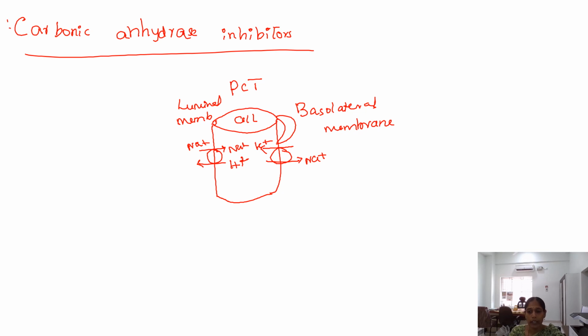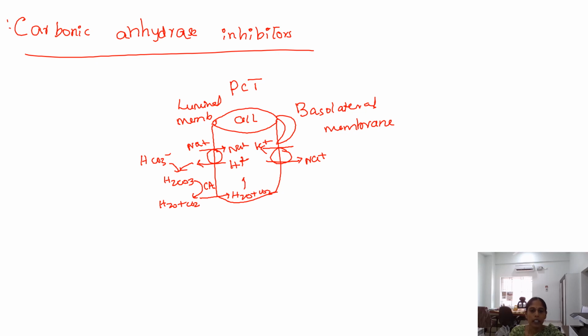Normally bicarbonate ions will not be absorbed as such, they cannot cross this luminal membrane. So these bicarbonate ions combine with the H plus ions and form carbonic acid. This carbonic acid is split by the enzyme carbonic anhydrase to form H2O and CO2, which can easily cross the luminal membrane and enter the cell.